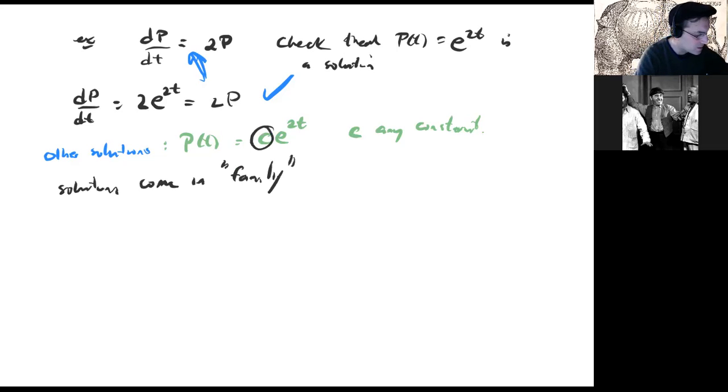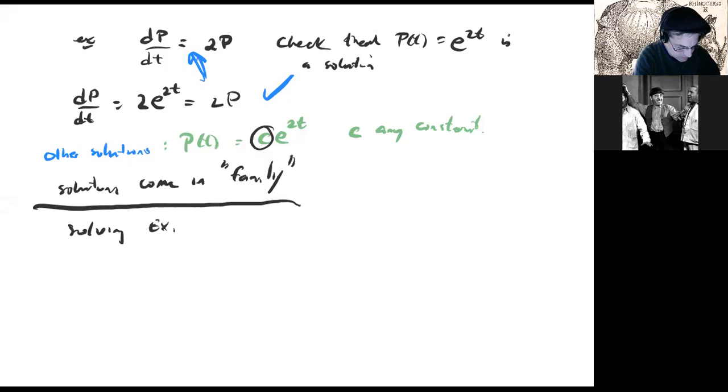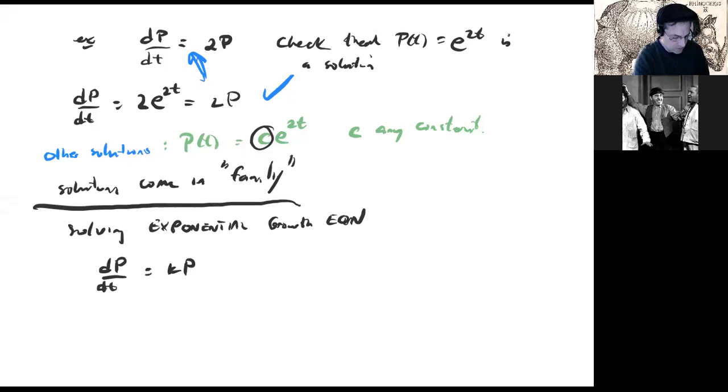Okay, so that's the example. So let's now try to solve the exponential equation. Solving the exponential growth equation: we have dp dt equals k times p. What we can do is divide both sides of the equation by p and multiply both sides by dt. So that leads to dp over p is equal to k times dt. And now we can integrate both sides.